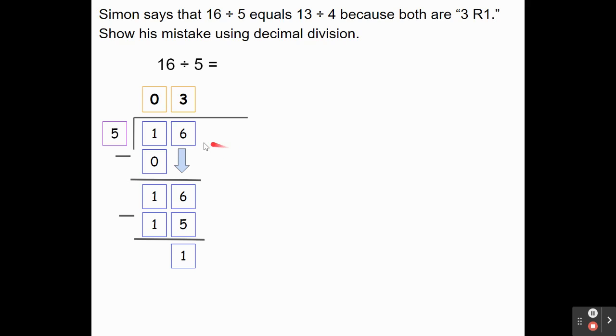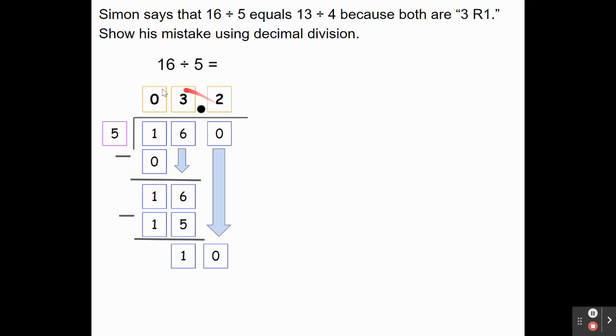Since there's no other numbers to bring down, we can place a 0 in the tenths place since there are no tenths. Remember to put the decimal between the ones and the tenths place. So if we bring down that 0, we can rewrite that 1 as 10 tenths. So now we're asking ourselves, what can we multiply by 5 to get closest to 10 without going over? Well, 2 times 5 gets us exactly 10. So that means we're going to give each group 2 tenths.